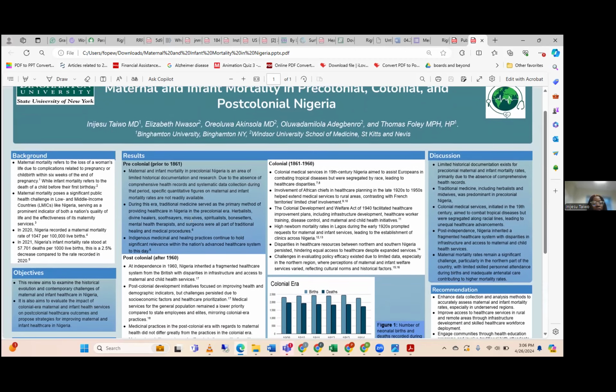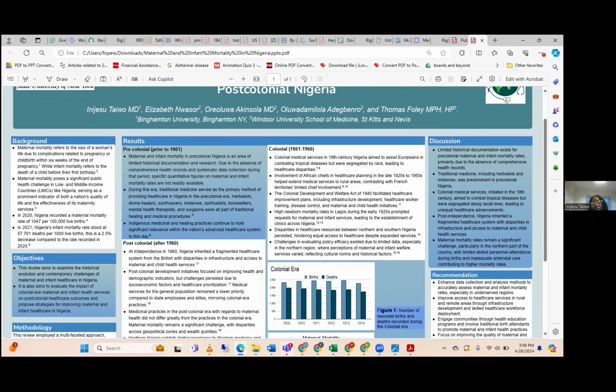So just a little background. Maternal mortality refers to the loss of a woman's life due to complications related to pregnancy or childbirth within 6 weeks of the end of pregnancy, while infant mortality refers to the death of a child before their first birthday. Maternal mortality poses a significant public health challenge in low and middle-income countries, especially in countries like Nigeria, because globally it is an indicator that can be used to measure the state of health of a country.